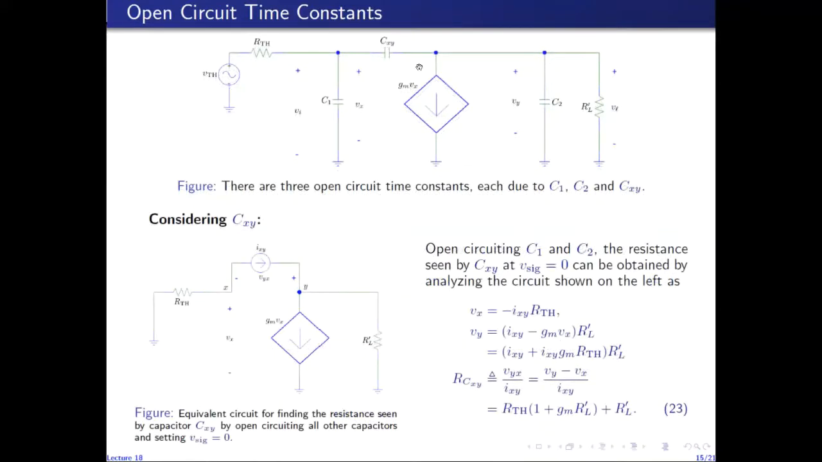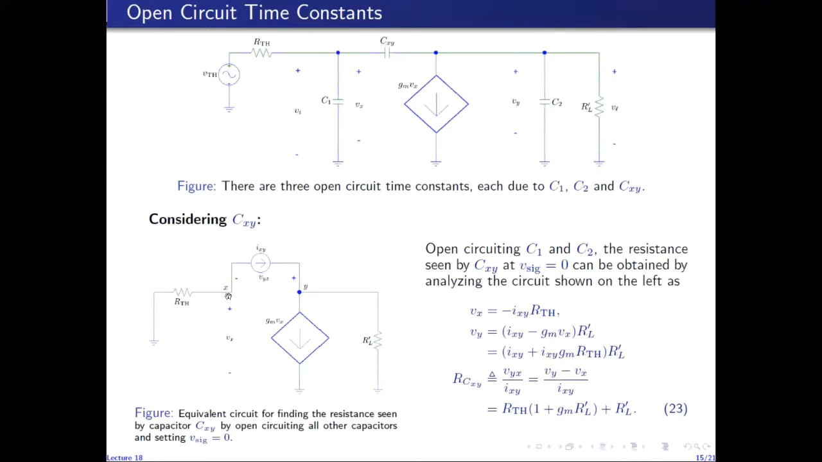On the other hand, the resistance seen by the capacitor CXY can be found by open circuiting C1 and C2, and then applying a current source here and finding its voltage. So the ratio of this voltage to current will give us the resistance between the nodes of the capacitance CXY at Vc equal to 0. So open circuit time constants are found at Vc equal to 0. So when Vc is 0, V7N is 0. So V7N is shorted to ground. We're left with R7N. There are no C1, C2. And we remove CXY and put a source in between the terminals to find the ratio of the voltage to the source current.